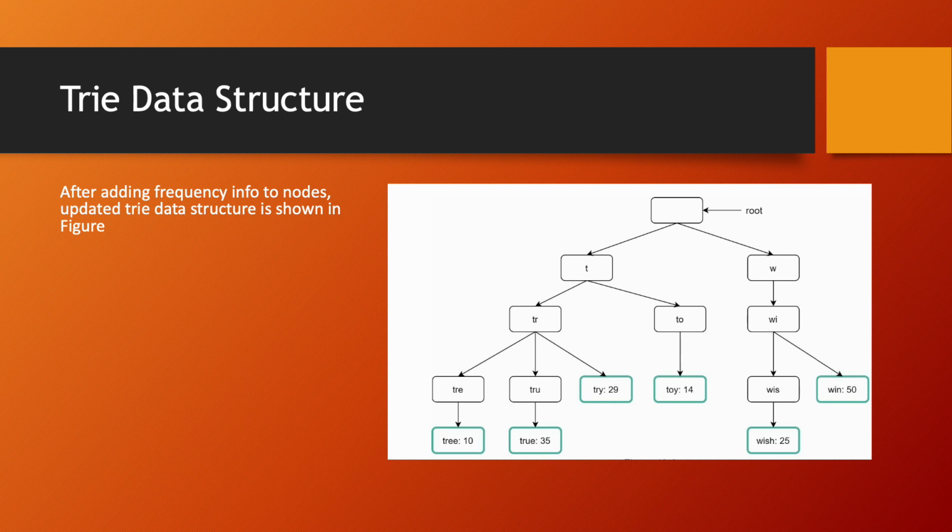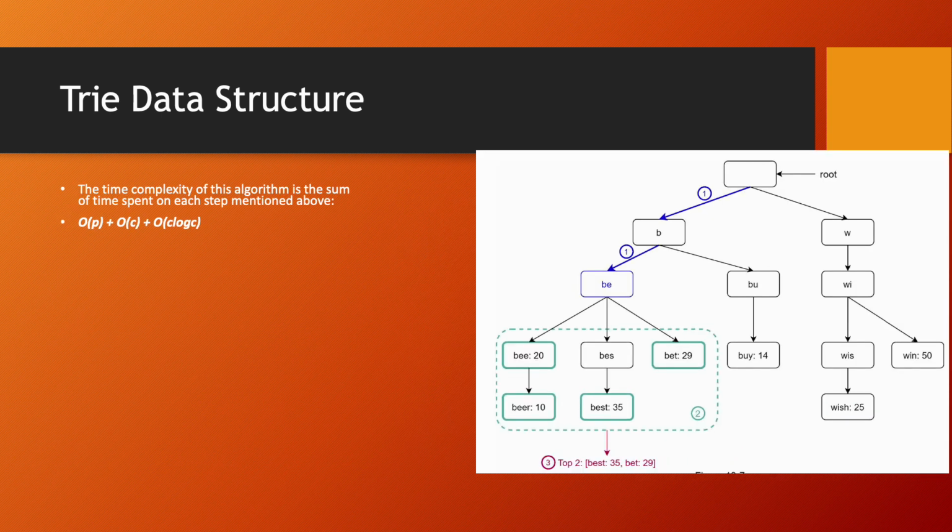First, find the prefix, for which the time complexity will be order of P. Second, traverse the subtree from the prefix node to get all the valid children. A child is valid if it can form a valid query string, for which the time complexity might be order of C. Then sort the children and get the top K, for which the time complexity might be C log C. So the net time complexity is the summation of order of P plus order of C plus order of C log C.